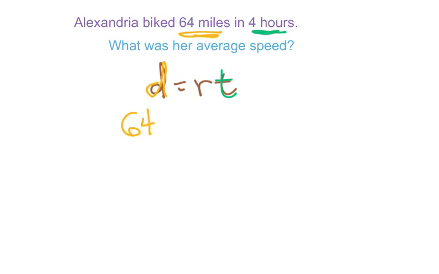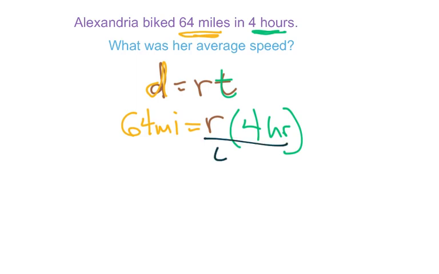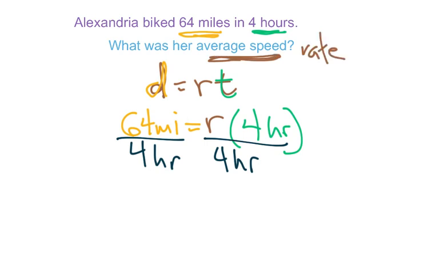So d is equal to 64 miles. R is staying as R. We're using parentheses. T is equal to 4 hours. I'm going to ask myself what's happening to the variable. Hopefully you would answer it's being multiplied by 4 hours. So what are you going to do? I'm going to divide both sides by 4 hours, right? Because we're able to do that. And then finding out her average speed, which we know to be her rate, I know I get the R.